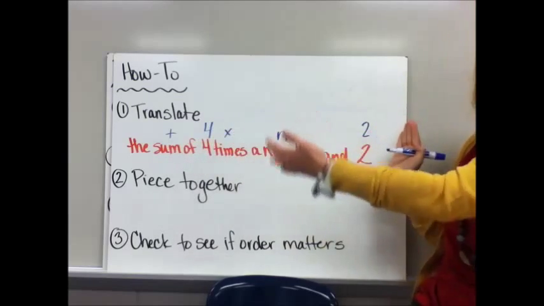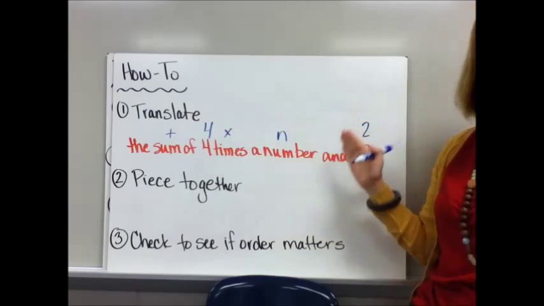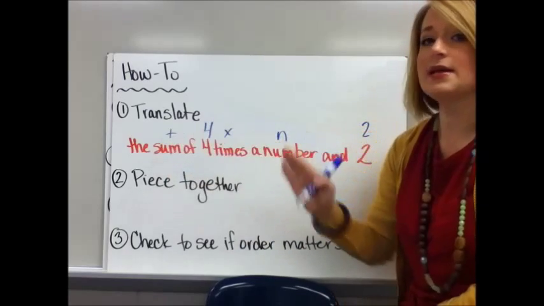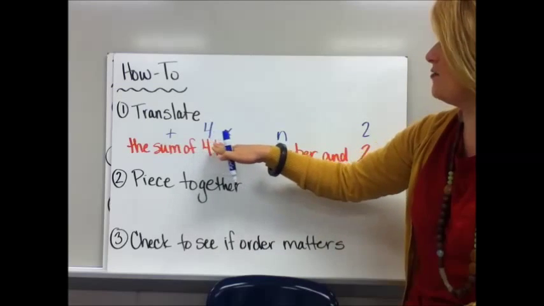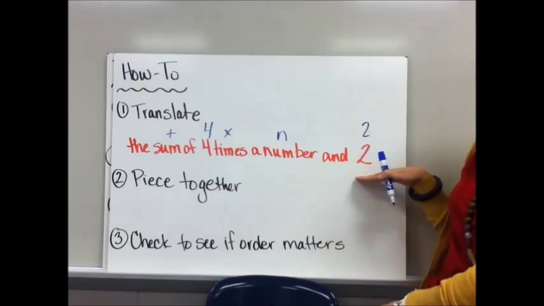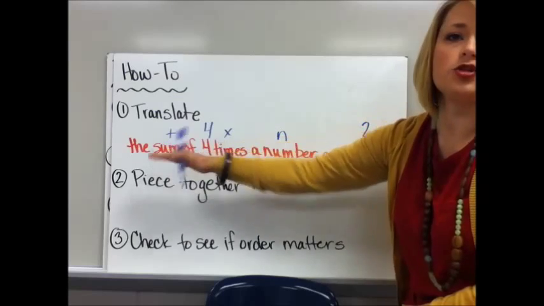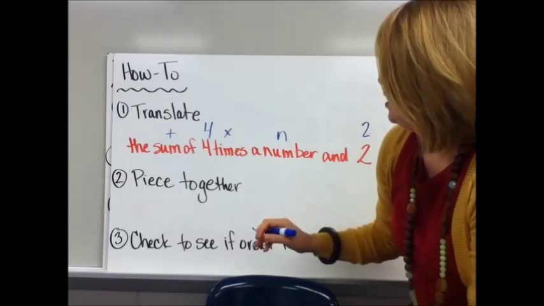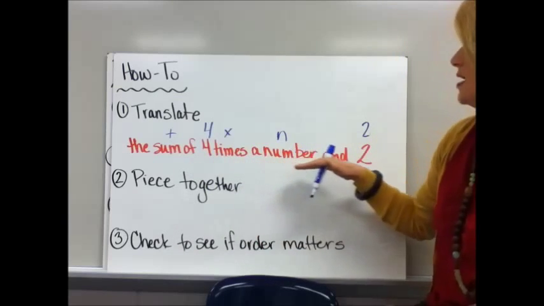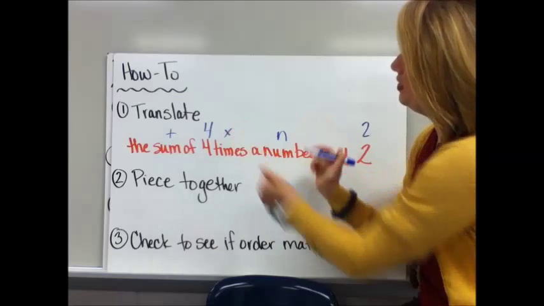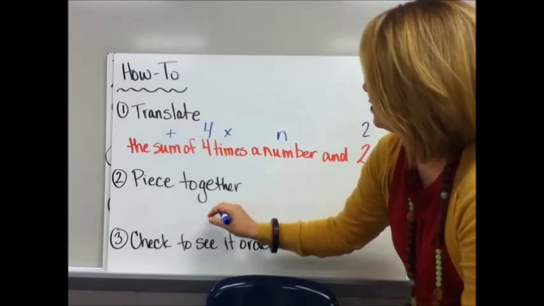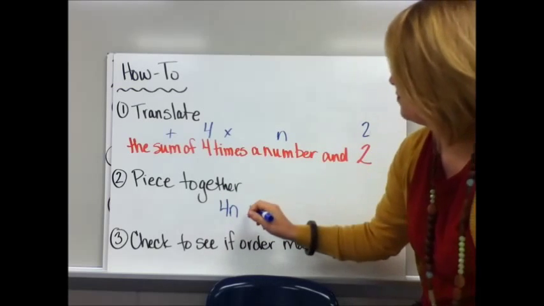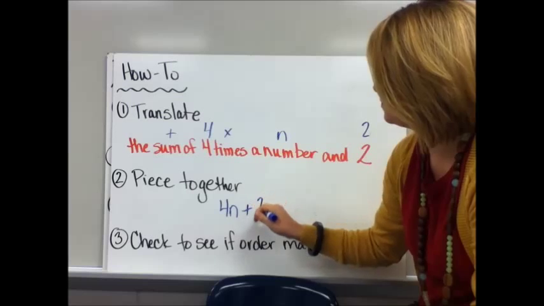If I had just written it as it was given, plus 4 times n, 2, that doesn't make any sense. I need to piece it together. The sum, that means I'm adding things. What am I adding? I'm adding 4 times a number and 2. And like I said before, sum should clue into you that you need to have parentheses somewhere. So 4 times a number, I'm going to be putting 4 and n together. And 2. So that's what's being added.